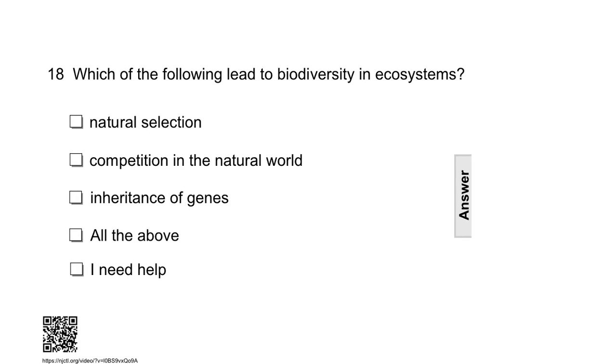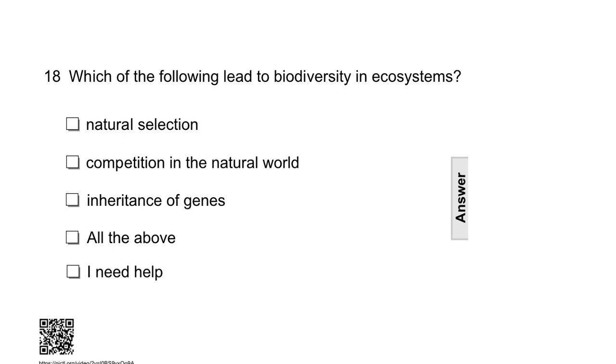Which of the following leads to biodiversity in an ecosystem? Natural selection does. Competition does. Inheritance of genes. Yeah. Genes code for the traits that can be adaptive. So all the above in this case.